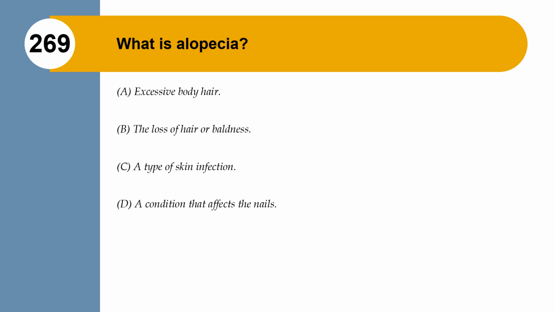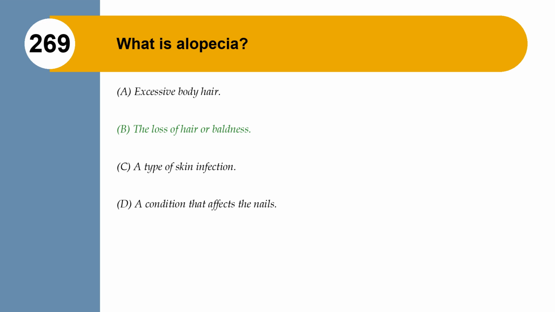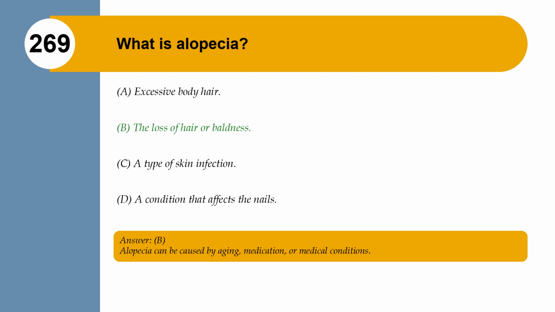Option A, excessive body hair. Option B, the loss of hair or baldness. Option C, a type of skin infection. Option D, a condition that affects the nails. The correct answer is option B, the loss of hair or baldness. Explanation: alopecia can be caused by aging, medication, or medical conditions.